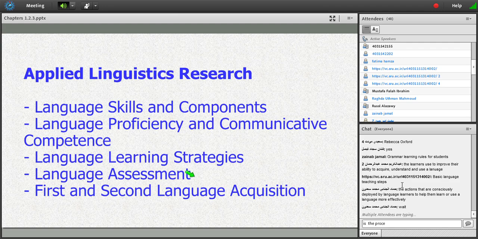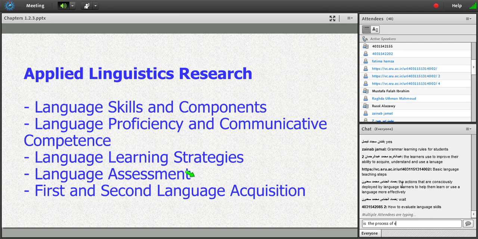When you want to enter the class, please write your names instead of the student numbers, okay? Because I see some enter the class with their student numbers. I prefer to see your names.